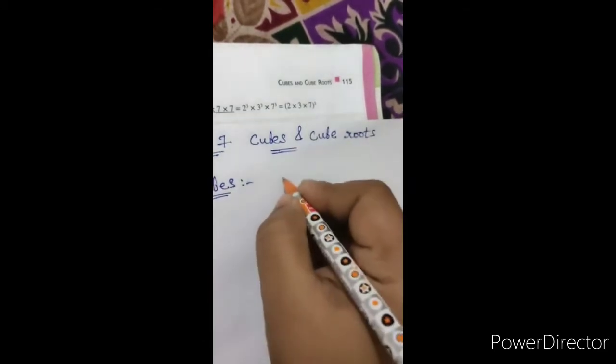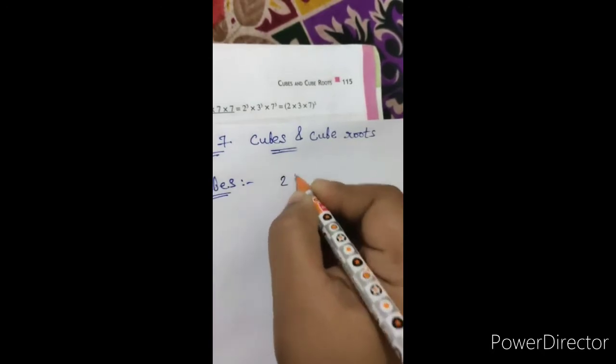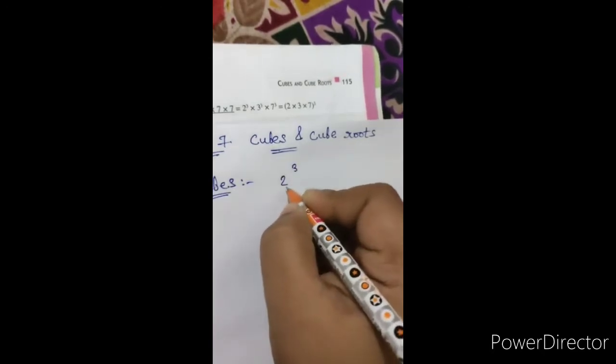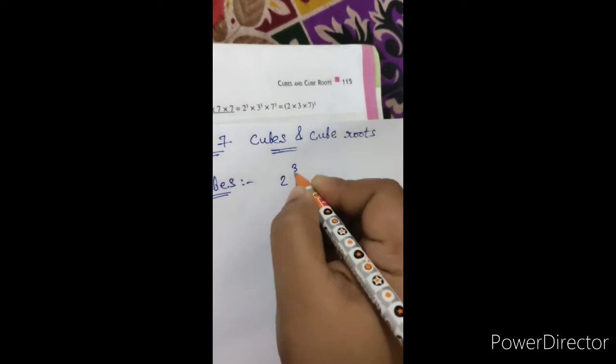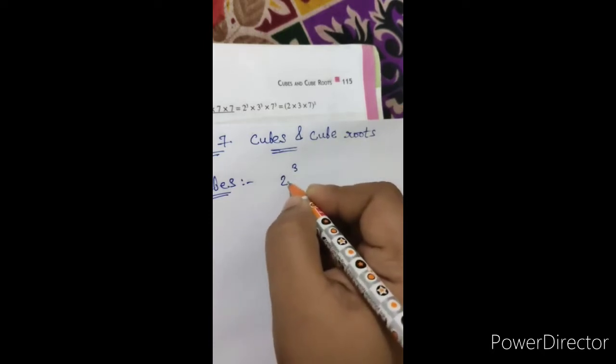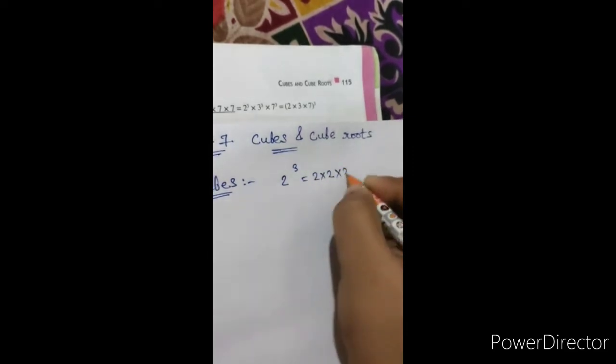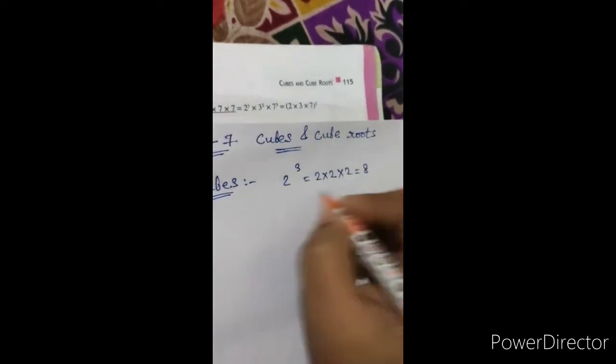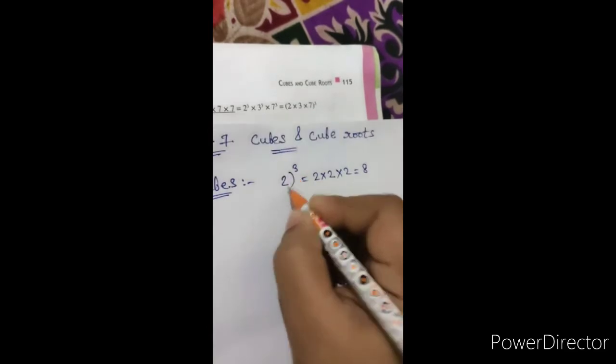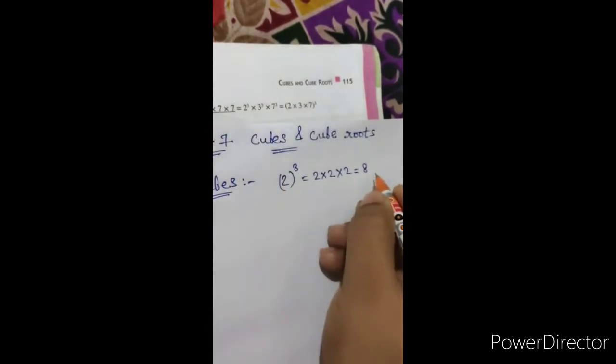For example, 2 to the power 3. We can say it 2 to the power 3 or 2 raised to the power 3. So the answer is 2 into 2 into 2, which is equal to 8. So we can say that the cube of 2 is 8.